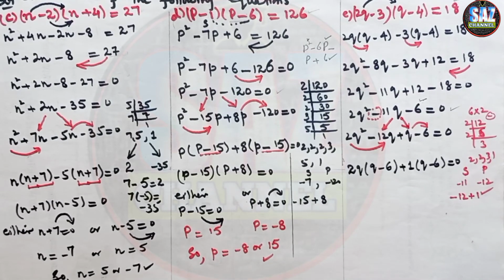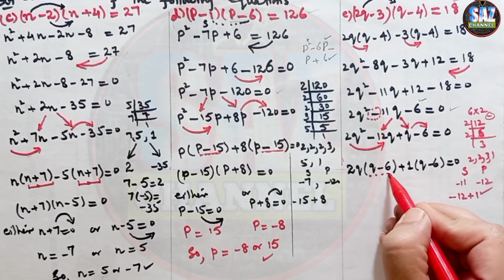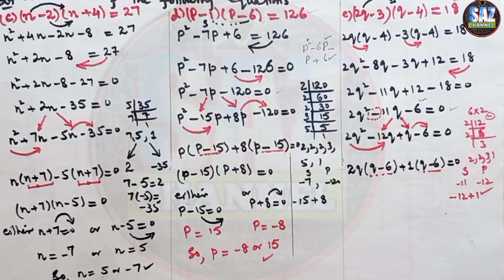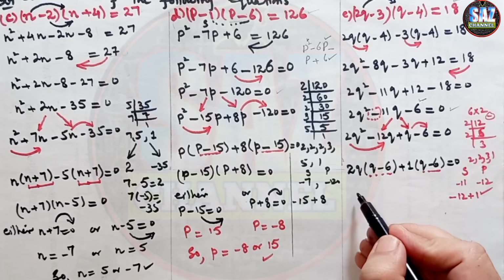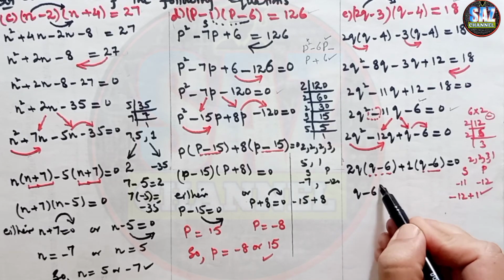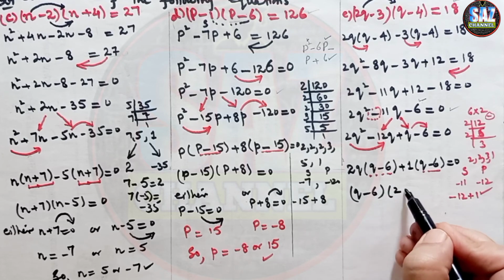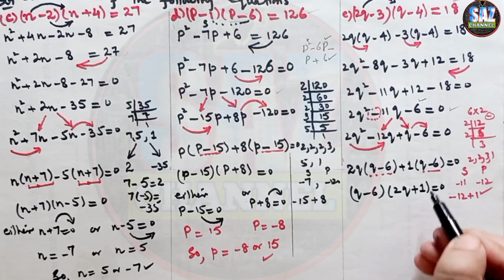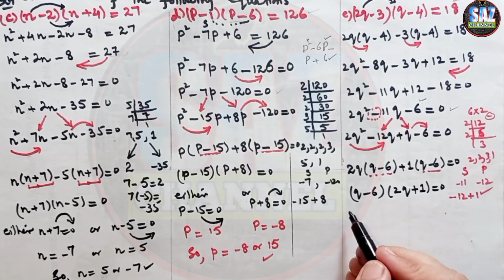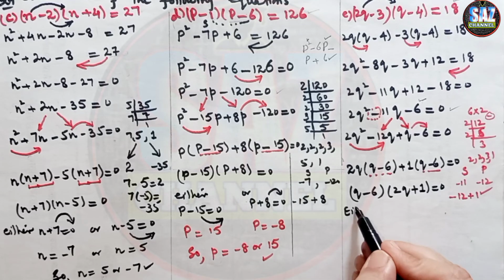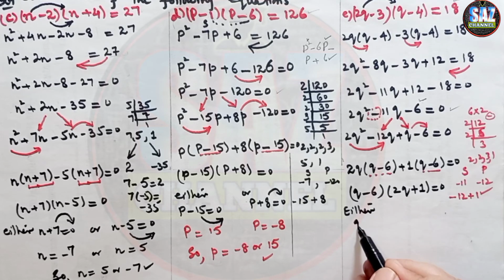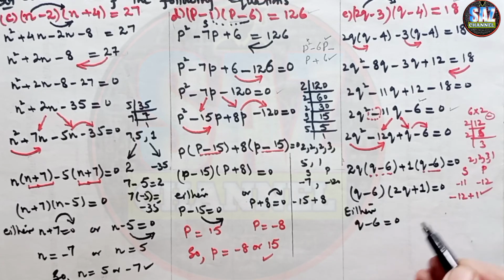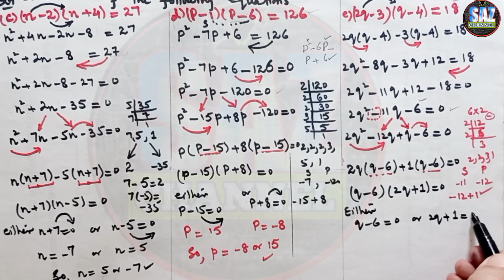Again, you should have strong observational skill. q − 6 is the common factor. Extract the common factor out: (q − 6)(2q + 1). Please learn and apply the language of the topic during practice time so that the concept becomes easy for you. Either q − 6 = 0 or 2q + 1 = 0.